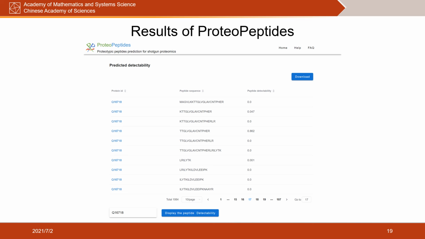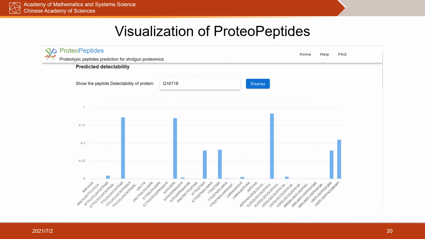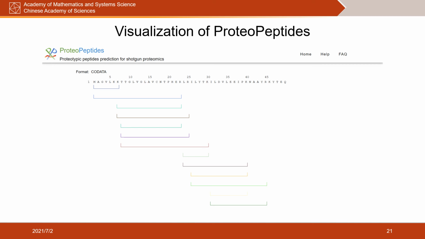All you need is to input the interested protein identifier in the box below the table and click Display the peptide detectability or digestibility. Then a histogram will be demonstrated in a new page. When you point to one of the bars, the corresponding sequence and predicted result will be displayed. Scroll down the page, the whole protein sequence with its digested information will be illustrated in different formats, such as FASTA, RAW, and so on. Similarly, the same information will be displayed as you point to each peptide.